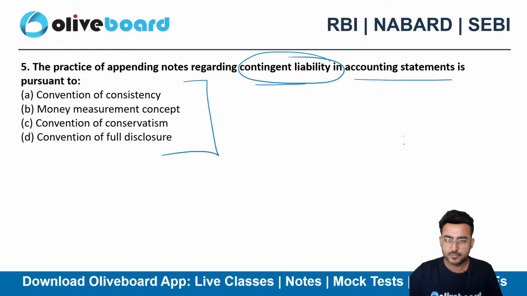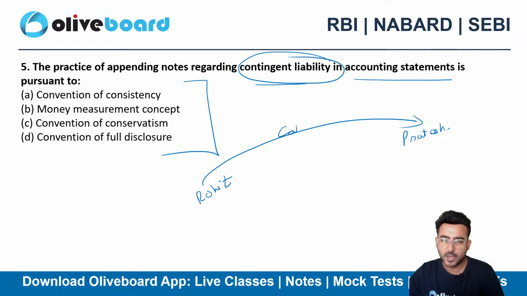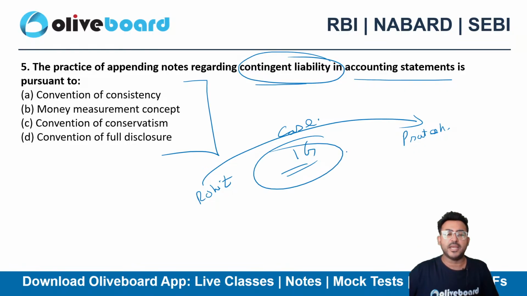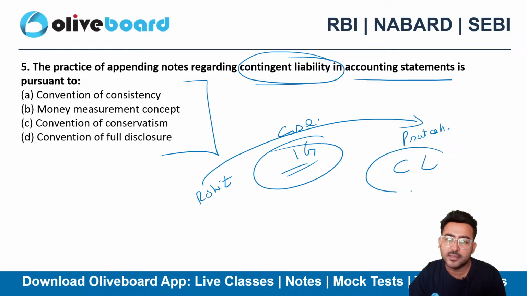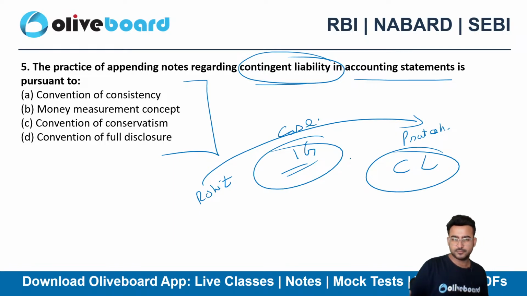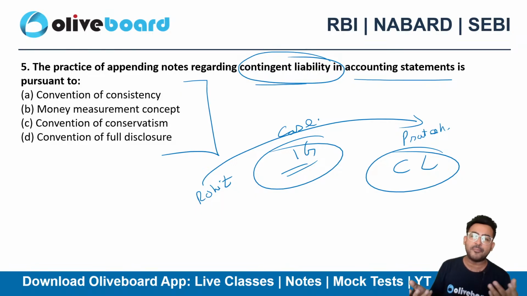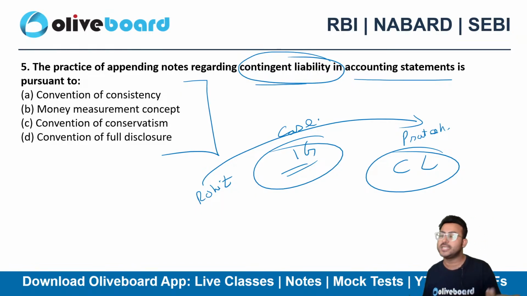Let's suppose Rohit has filed a case on me, a lawsuit on me of 1 crore. So is this my liability? It is still pending in court of law. Is this my liability? No, this is not my liability as of now. This is my contingent liability. It may happen, it may not happen. Right? This is a contingent liability, the happening or non-happening of which is uncertain as of now.